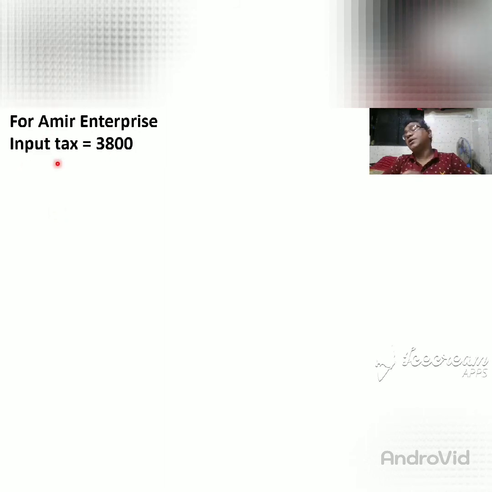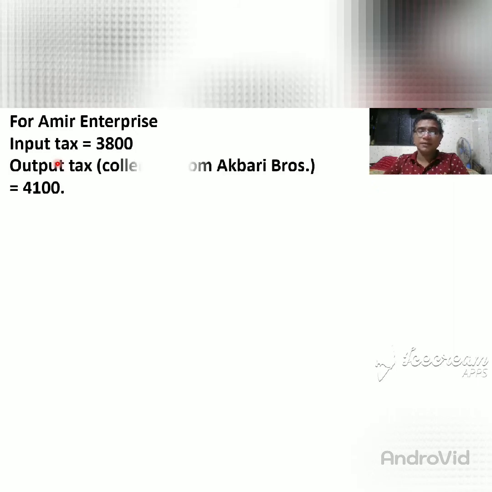First, for Amir Enterprises, input tax means the tax paid at the time of purchase, so the input tax is 3,800. The output tax is the tax collected from Akbari Brothers, which is 4,100. Why is it called output tax and input tax? Because Amir is purchasing the goods, that is input tax. Then Amir sold these goods to the Akbaris, and the tax collected at the time of sale is called output tax.